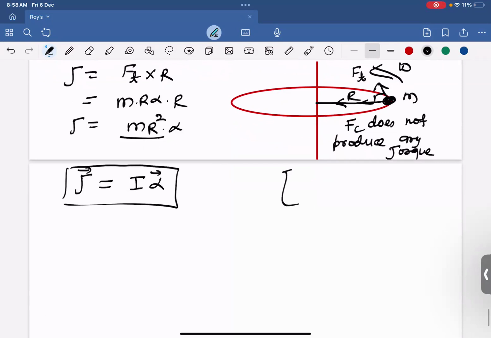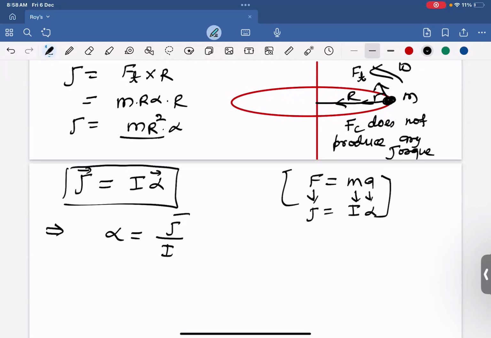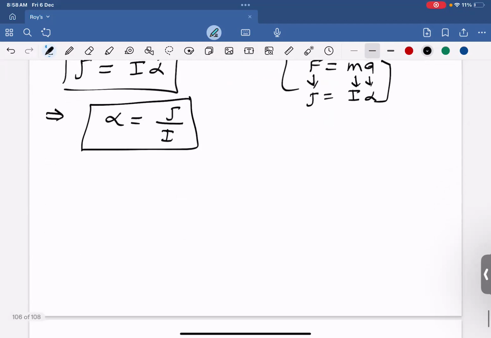If you remember in translational motion, we used to write F equals ma, Newton's law. In rotational motion, F becomes torque, mass becomes moment of inertia, and linear acceleration becomes rotational acceleration alpha. So any question if you want to solve based on the equation, what is the angular acceleration? You can use alpha equals torque divided by moment of inertia. This equation we can use.